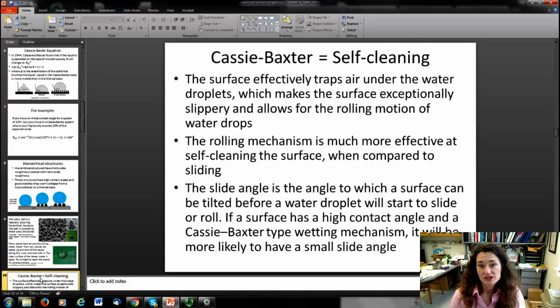The slide angle is the angle at which you can tilt the surface before the water droplet will start to slide or roll. And if a surface has a very high contact angle and a Cassie Baxter type wetting mechanism, it'll be more likely to have a little tiny slide angle, which helps clean the dirt off.